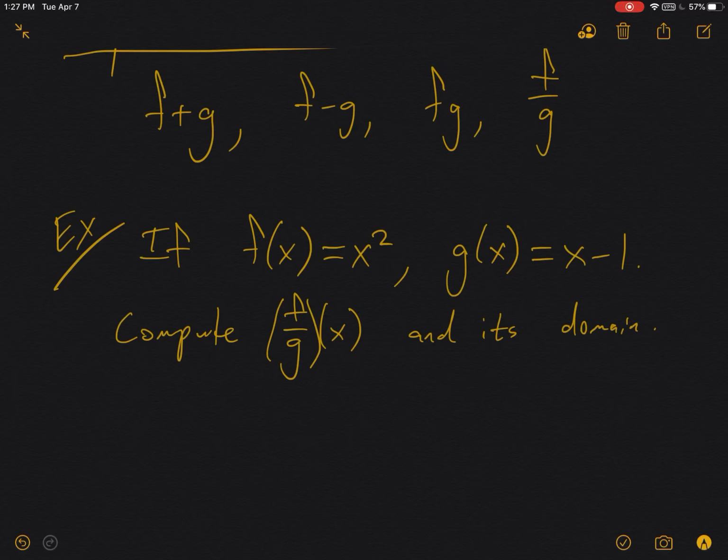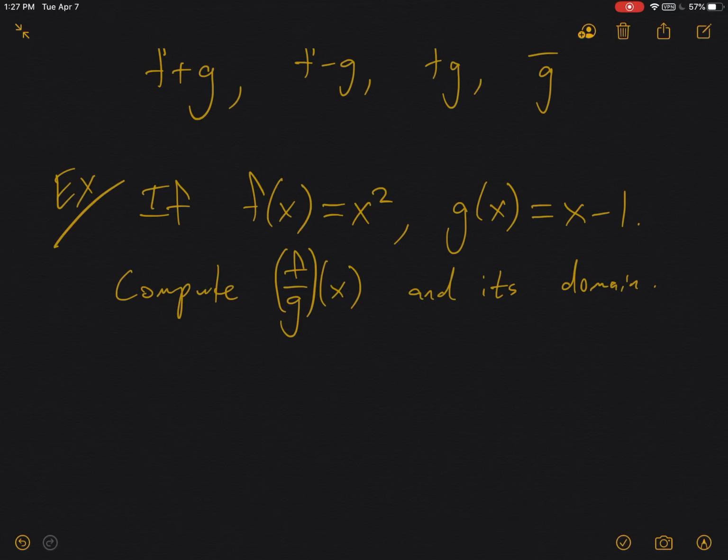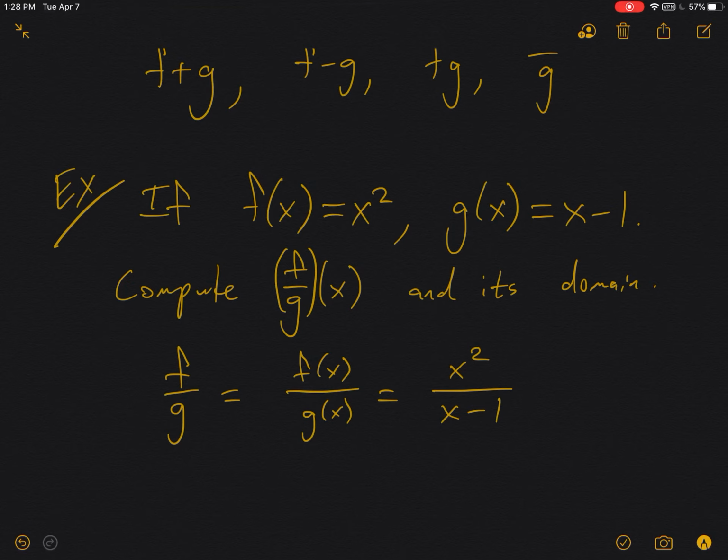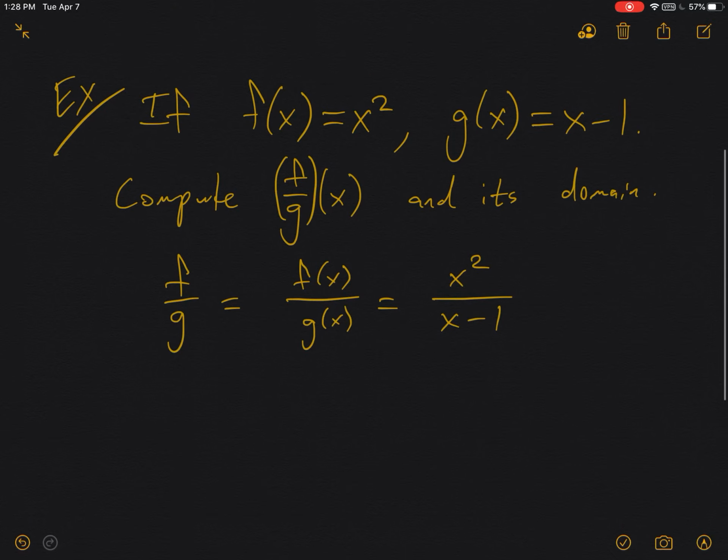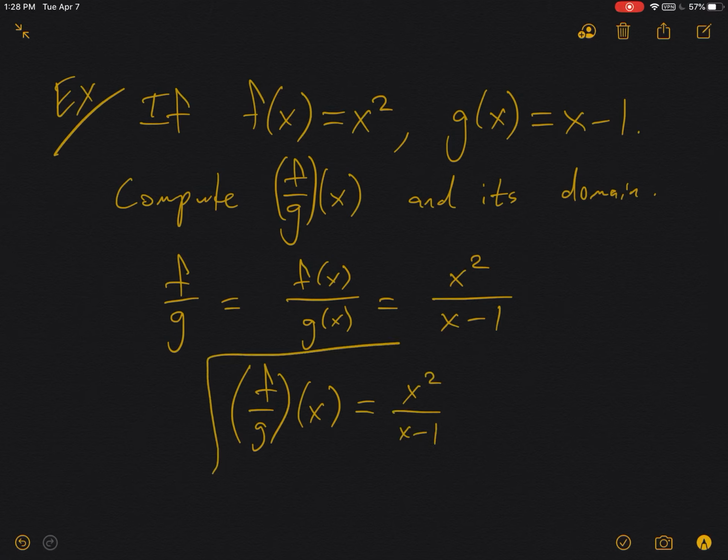First, let's just talk about what f over g would be. If you need to define the quotient f divided by g evaluated at x, thankfully this is nice and simple. F over g is just going to be f of x divided by g of x. So that would be x squared over x minus 1. In other words, f over g evaluated at x is just defined to be the quotient of f divided by g, like that.